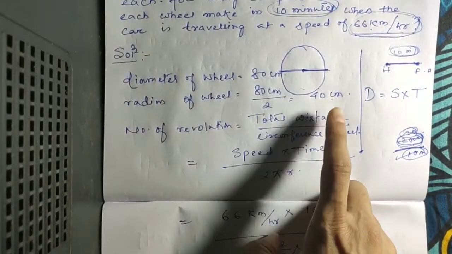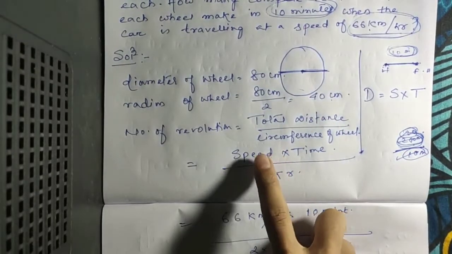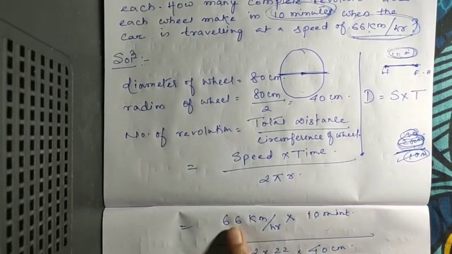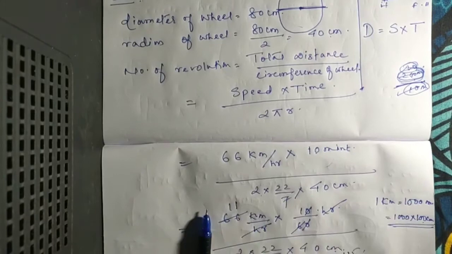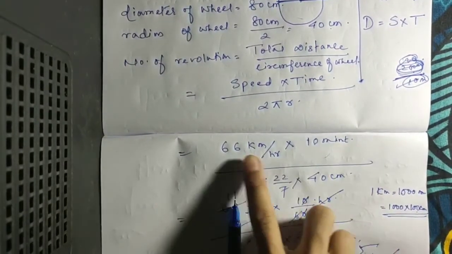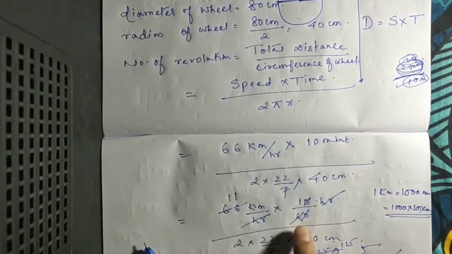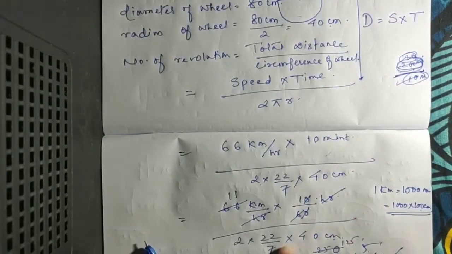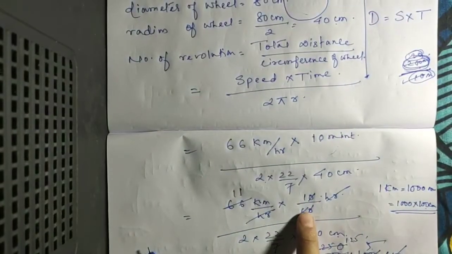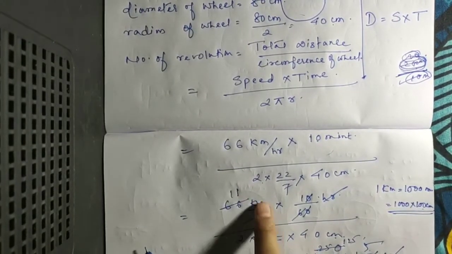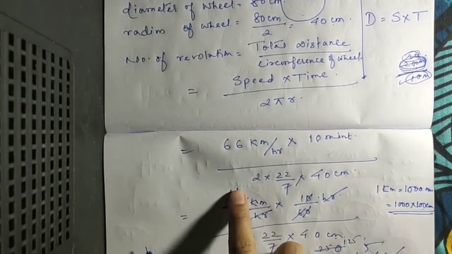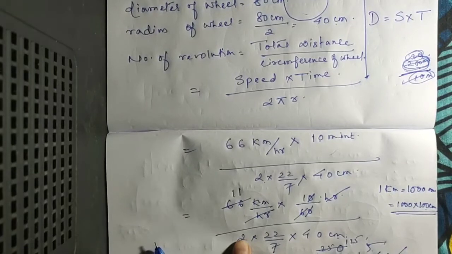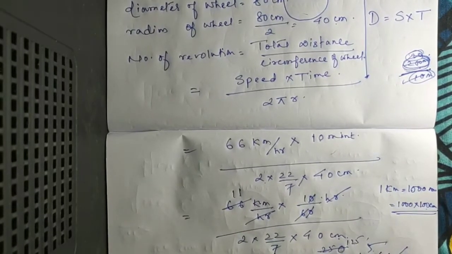Since the speed and the time are given, total distance is speed into time, we are using the formula, and circumference of the wheel is 2 pi r. Speed is given as 66 km per hour into time, that is 10 minutes. 10 minutes we convert into hour, so divided by 60 becomes hour, by 2 into 22 by 7 into 40 centimeter. 0 0 cancel, 6 11s are 66, 11 kilometer, and this 7 goes upside, so the denominator is 2 into 22 into 40, centimeter.